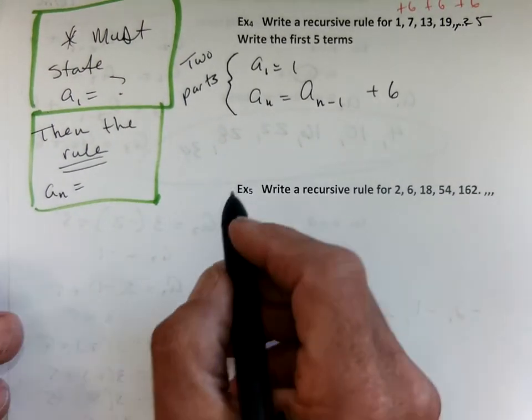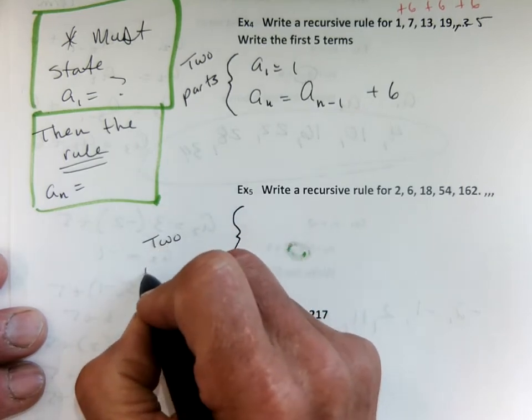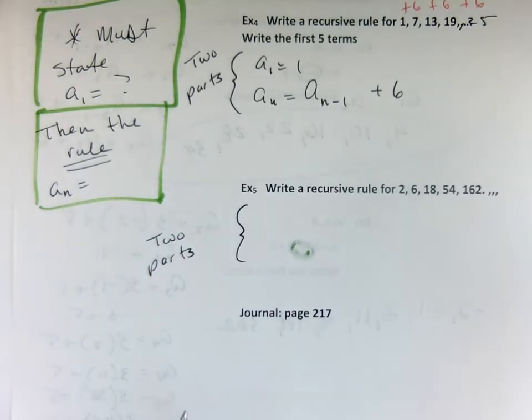Okay? Example 5, same thing. It's got to have 2 parts. You have to start somewhere. So where am I going to start? What's my beginning number?